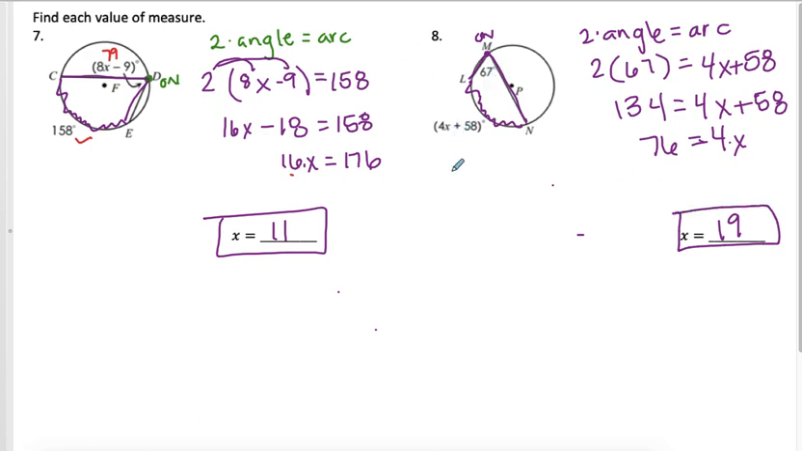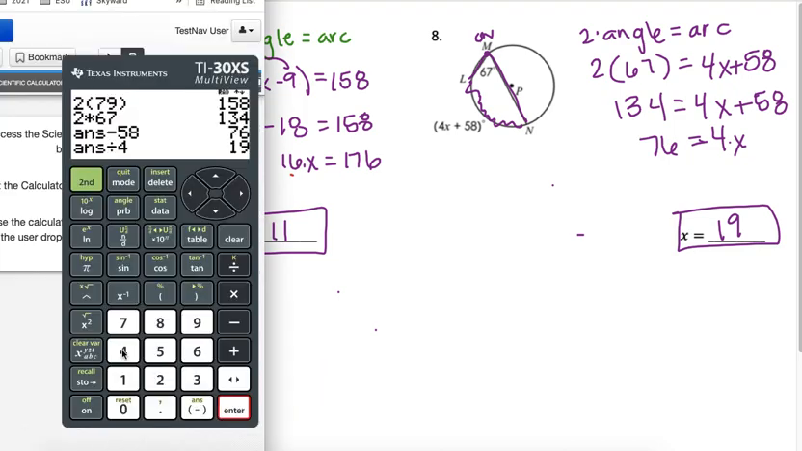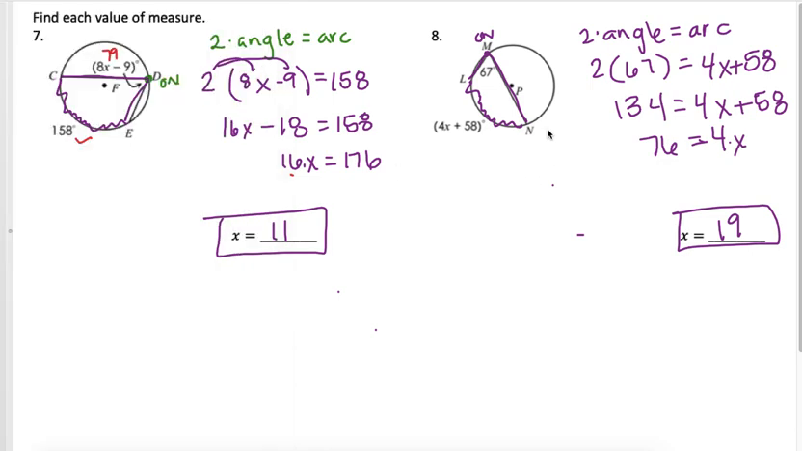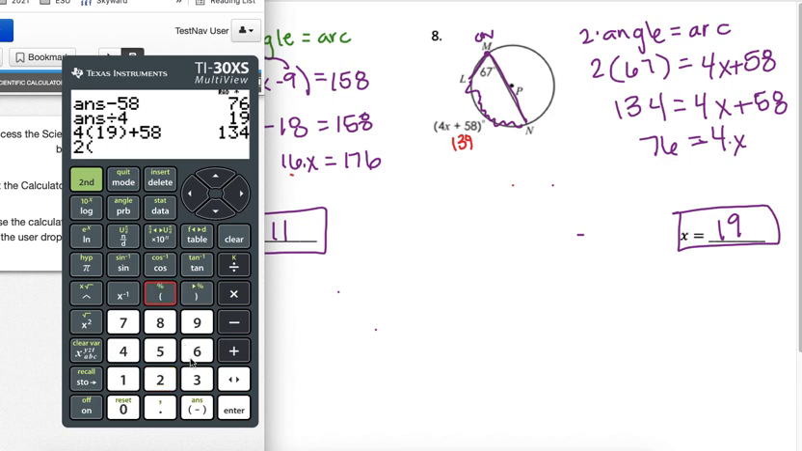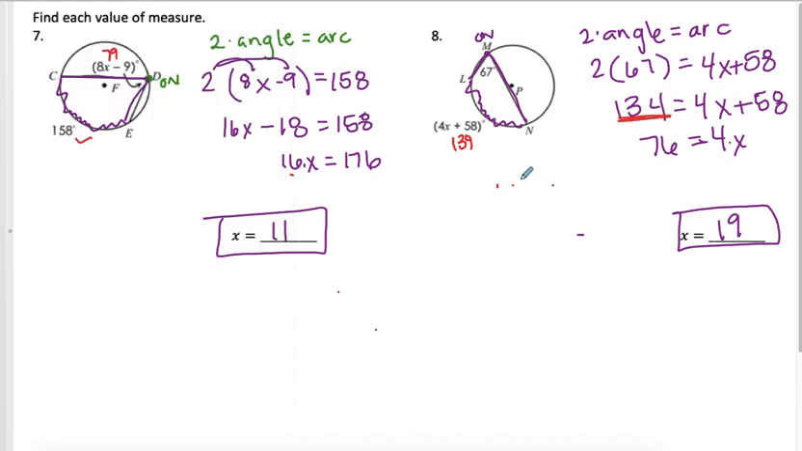So plug in 19. 4 times 19 plus 58. 4 times 19 plus 58 is 134. And 2 times the angle should equal the arc. So 2 times 67 should equal the 134. Oh, we kind of already had that there. But we've checked our answer. We know this one is correct.